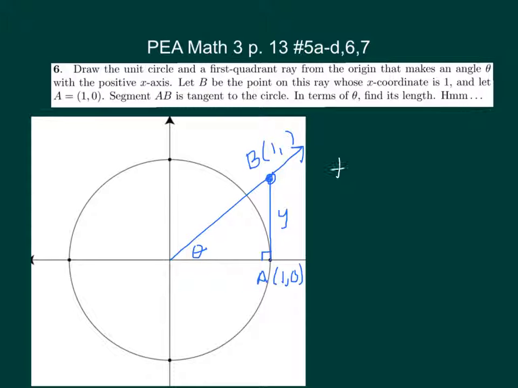So how would we find that length in terms of theta? So tan theta equals what? Y. Oh wait, it's actually y over 1, because this is length 1. So tangent theta equals y. And there's your length.